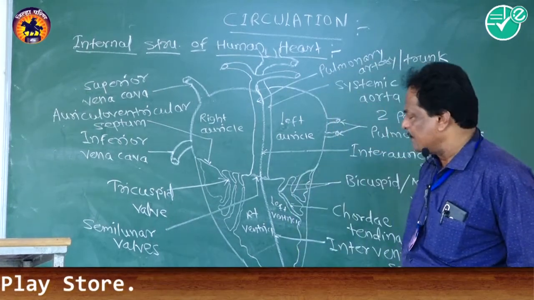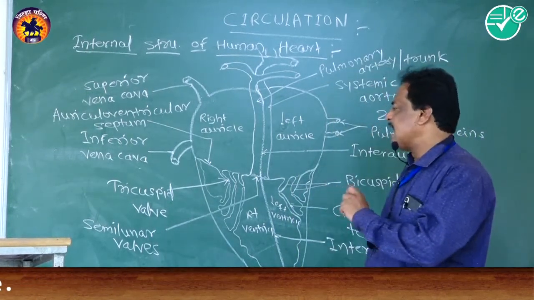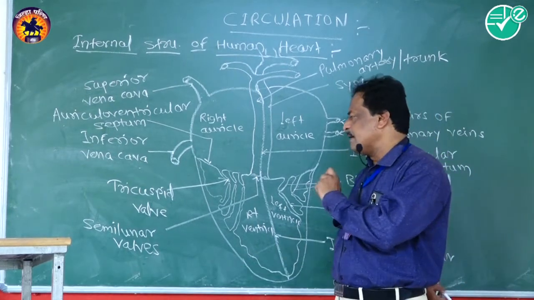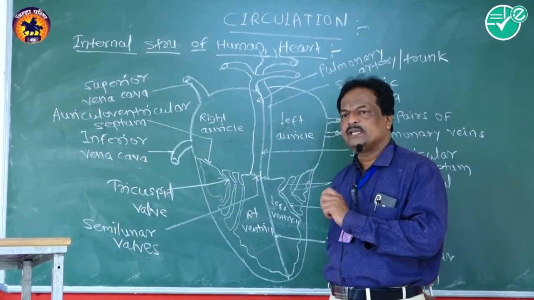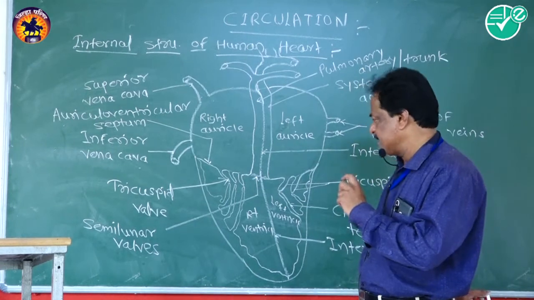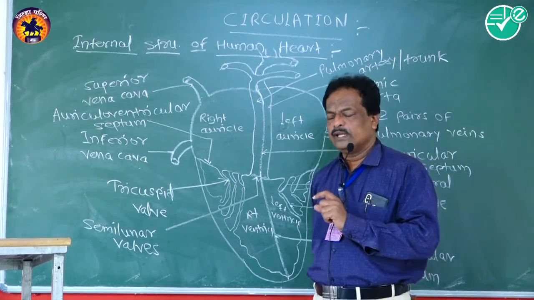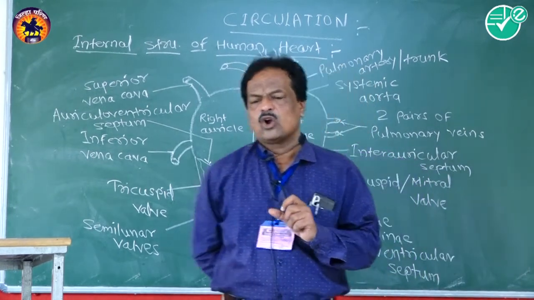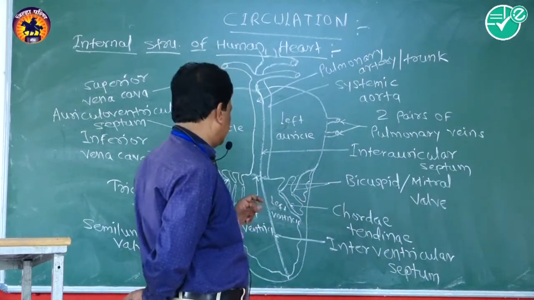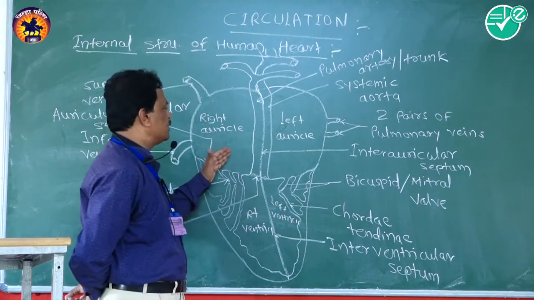The simple meaning of that is, the function of the tricuspid wall and bicuspid wall is to maintain a unidirectional flow of the blood during the time of ventricular contraction, systole, and diastolic phase.